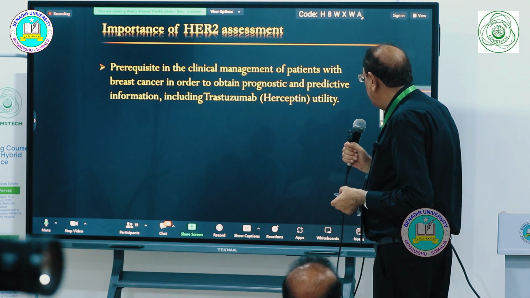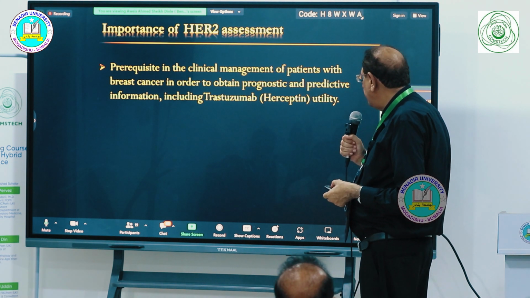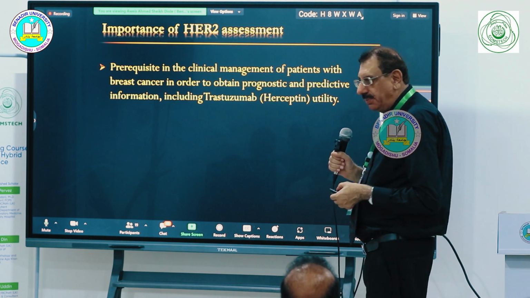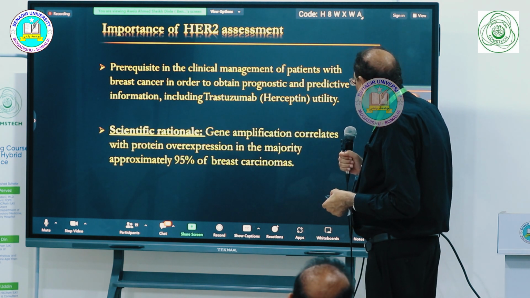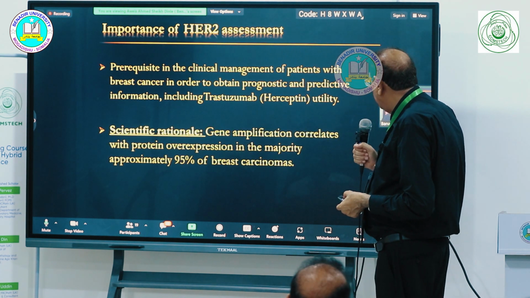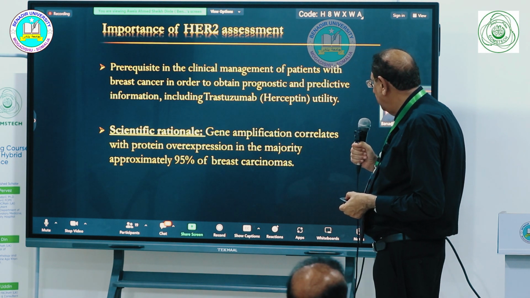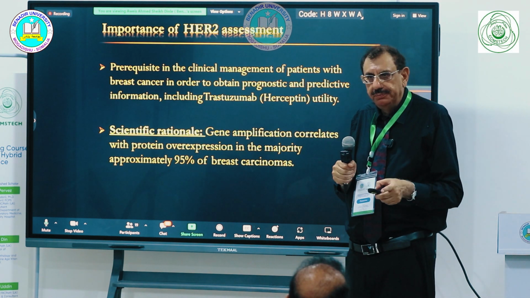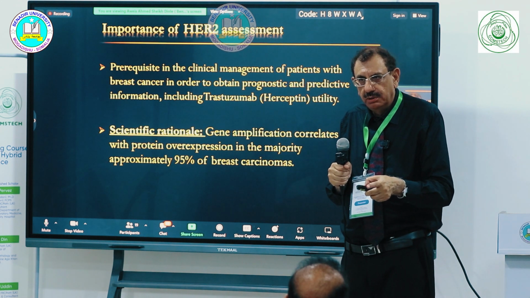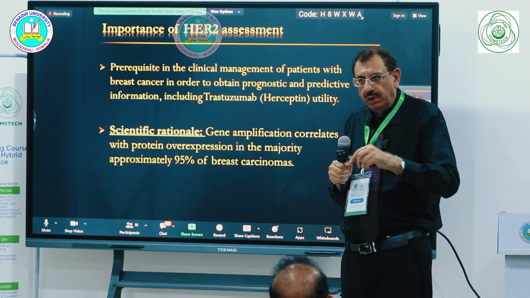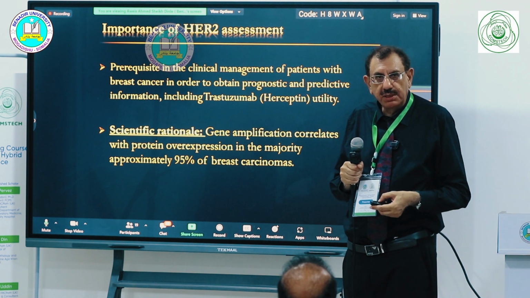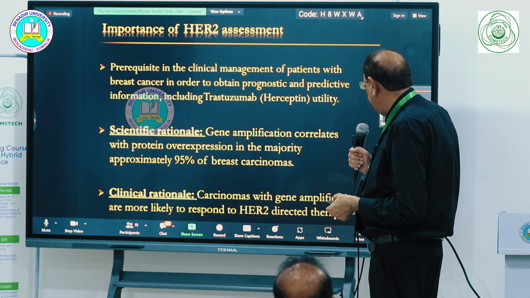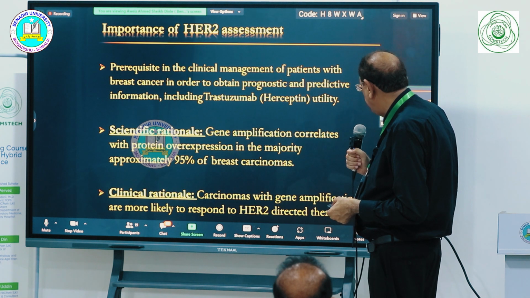So it is the prerequisite in the clinical management of patients with breast cancer in order to obtain prognostic and predictive information, including Herceptin utility. Scientific rationale: gene amplification correlates with protein overexpression in the majority, 95% of breast cancers. So first you test with immunohistochemistry, which is quick and cheaper, using an anti-HER2 antibody, right? And then if it's an equivocal result, then you go for FISH testing, fluorescent in situ hybridization. Carcinomas with gene amplification are more likely to respond to HER2-directed therapy.